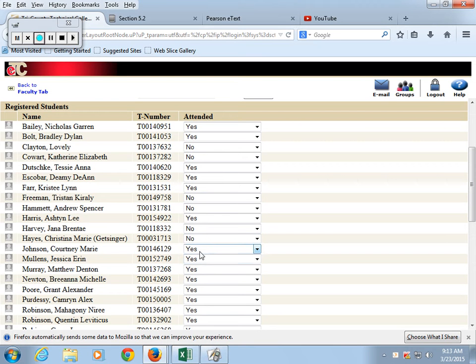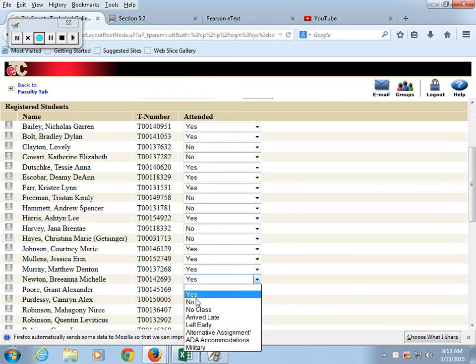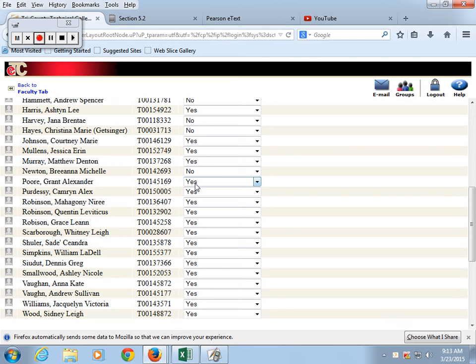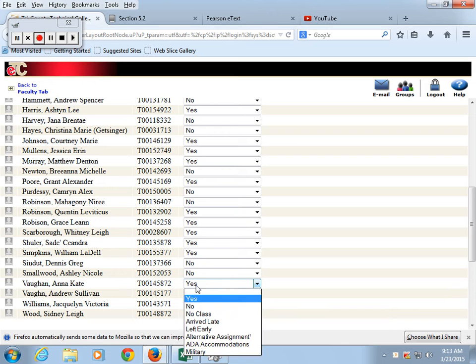Hayes? Johnson? You were here. Mullins? Okay. Murray, were you here? Okay. Newton? You wasn't? Everybody laid out Wednesday. Poor? You were here. Perdesi, was he here? Don't know. Was Robinson's here? Okay, 2 of y'all was here. I don't know about Mahogany. I'll ask her tomorrow. Scarborough, were you here? Schuler? Simpkins? Don't know if Dennis was here. Smallwood? Don't know. Mr. Vaughn, I know you were here. You're always here. Williams? Don't know.